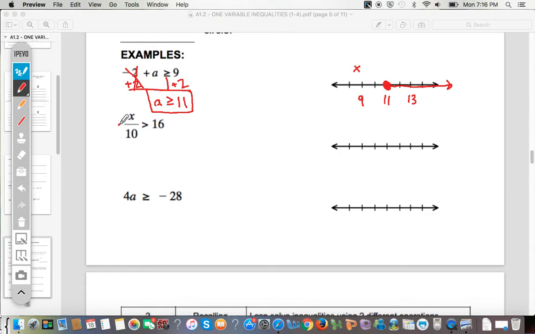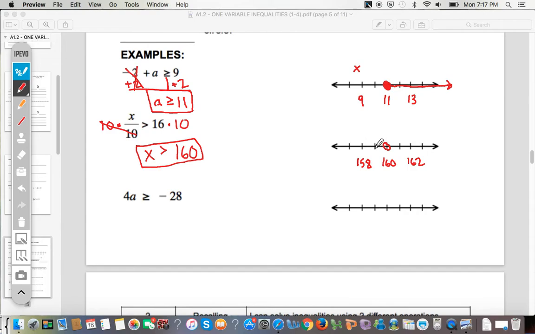I have x divided by 10, so I'm going to multiply by 10 on both sides. Okay, 10's cancel. I'm left with x is greater than 160. So I'll go back here, I'll draw a circle, mark some points, so 160, put 162 right here, and I'll put 158 back here.